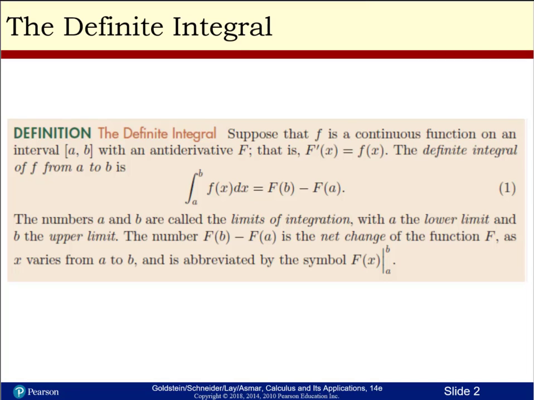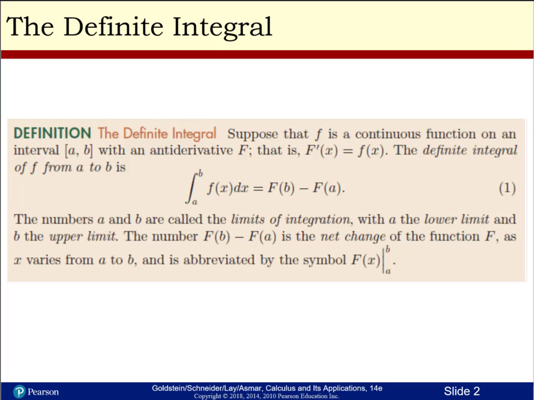So we'll start with the definition of the definite integral. Suppose that f is a continuous function on a closed interval [a, b] with an antiderivative, capital F, that is, capital F prime of x equals f of x. The definite integral of f from a to b is the integral from a to b of f of x dx, which is equal to capital F of b minus capital F of a.